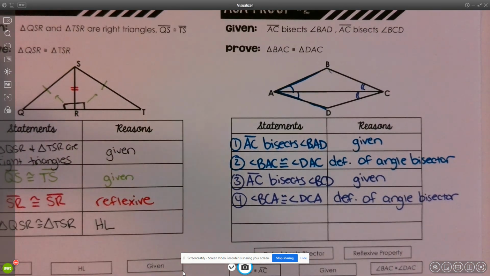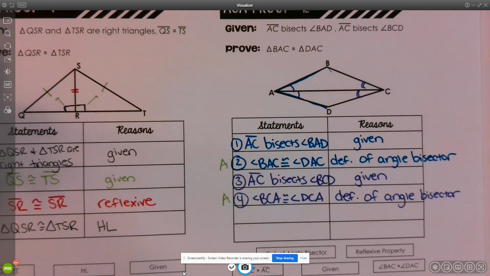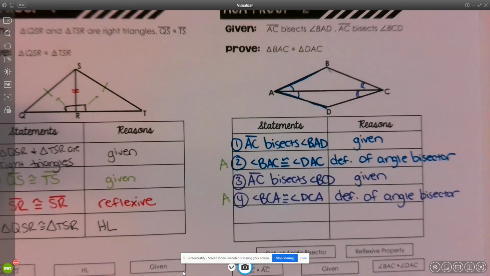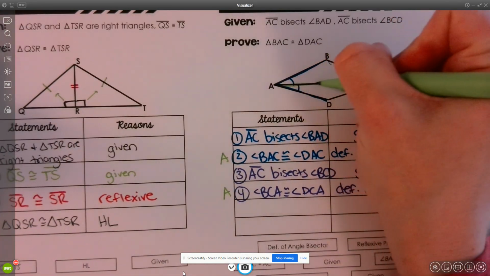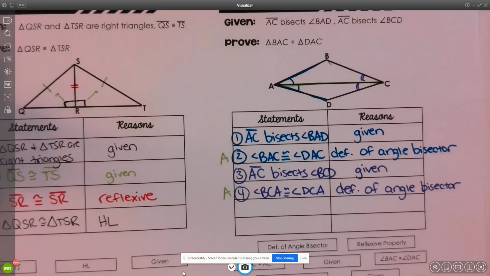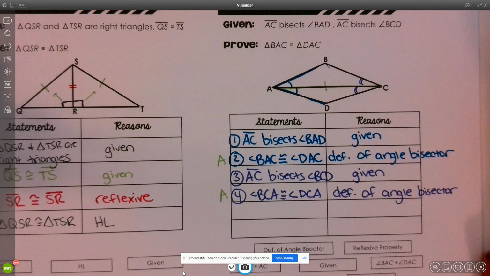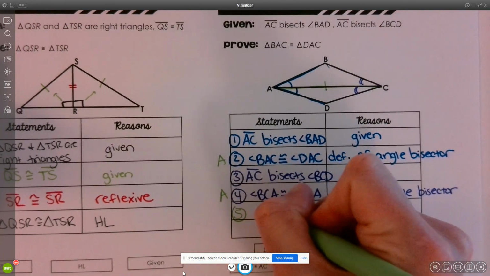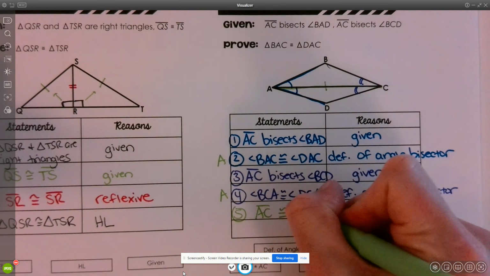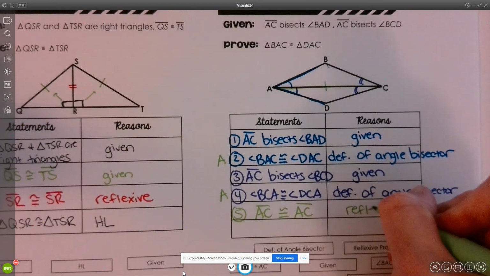So right now I've got two pairs of congruent angles in my picture. I just need one more congruent part. Again, I notice these two triangles share a side. They share line segment AC. So line segment AC has to be congruent to itself. Line segment AC has to be congruent to line segment AC by the reflexive property.